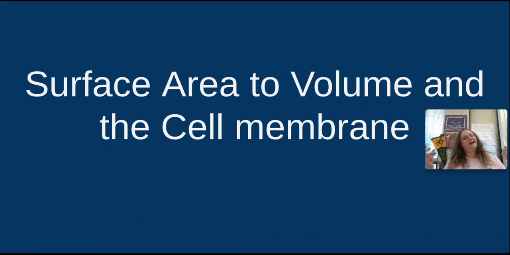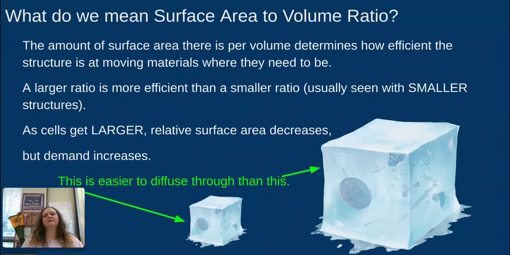Today on the AP edition, we're going to be talking about surface area to volume ratios and the cell membrane and how all of those things are related. What do we mean by surface area to volume ratio? We talk about it a lot in biology, and I know that it's very important in biology, but why?